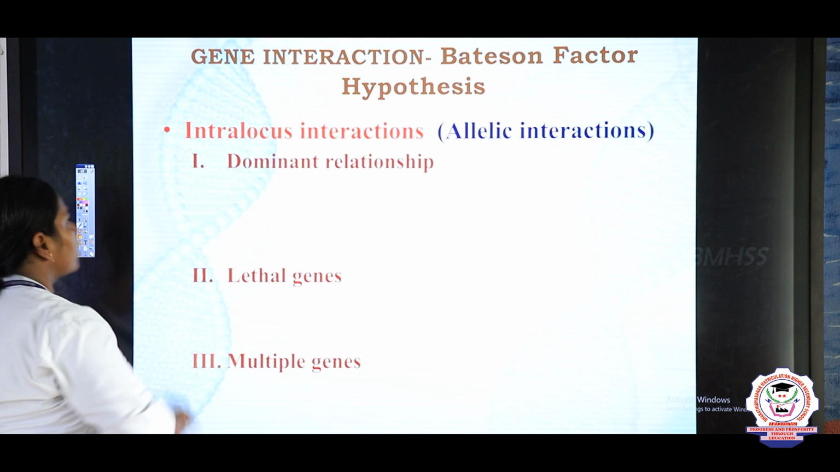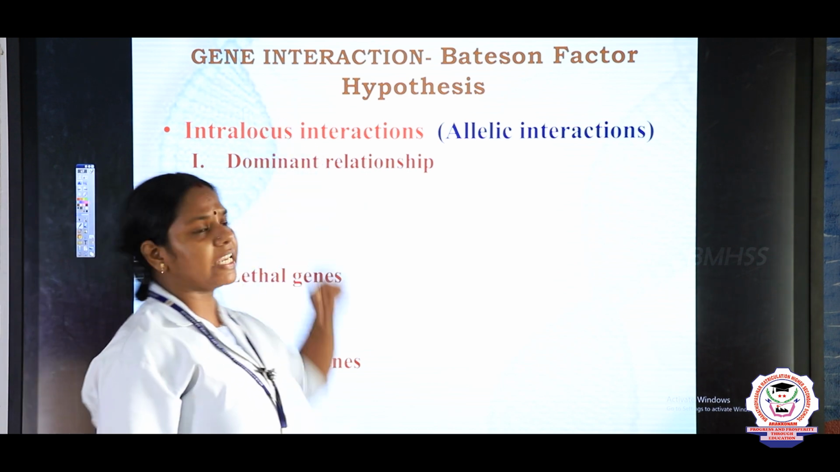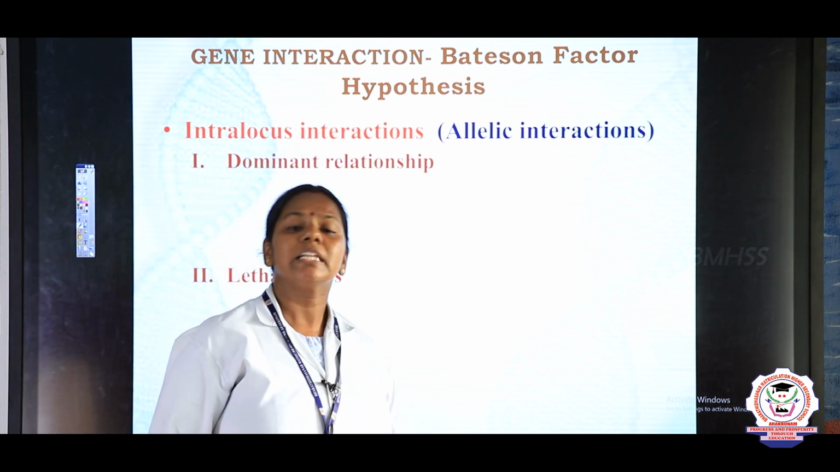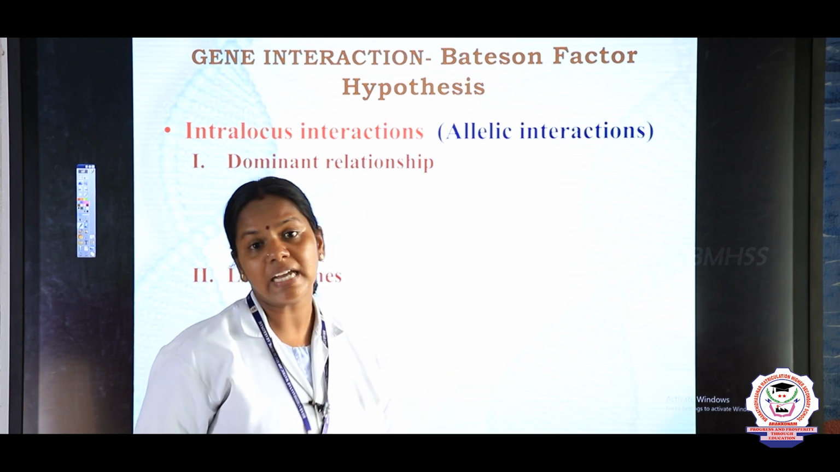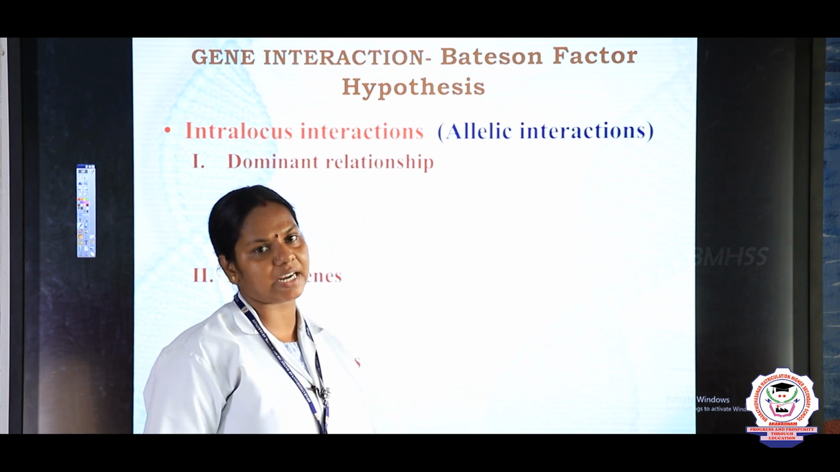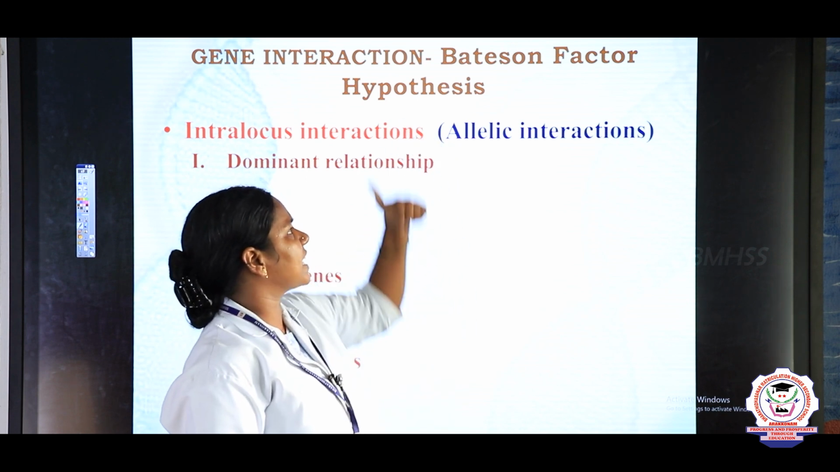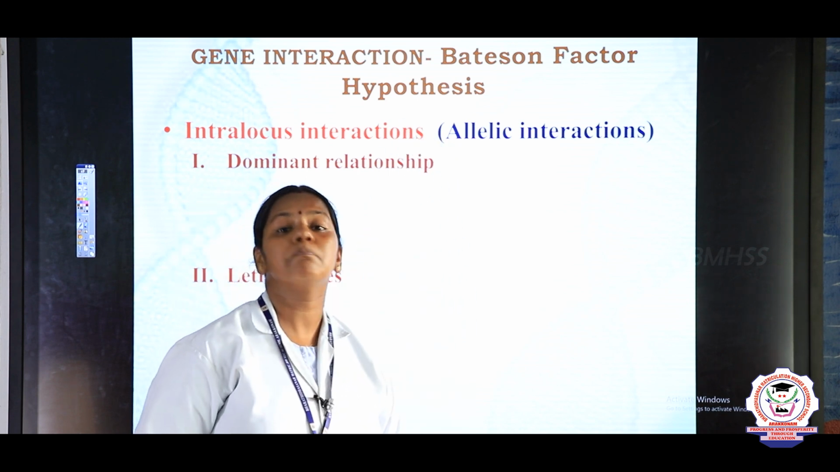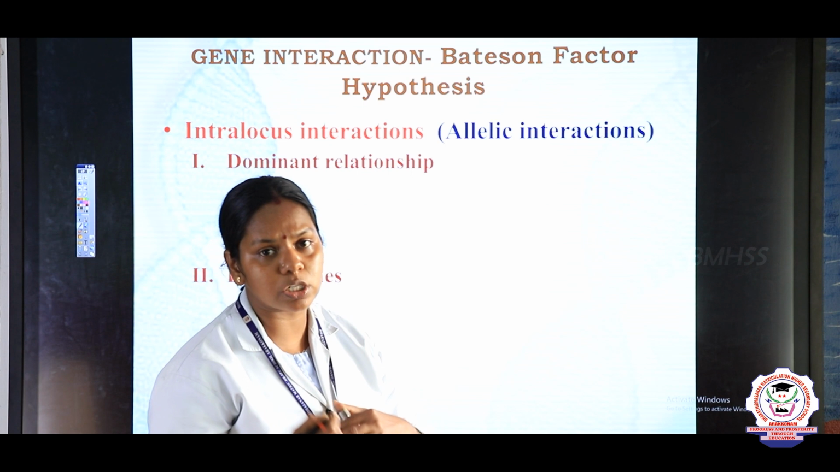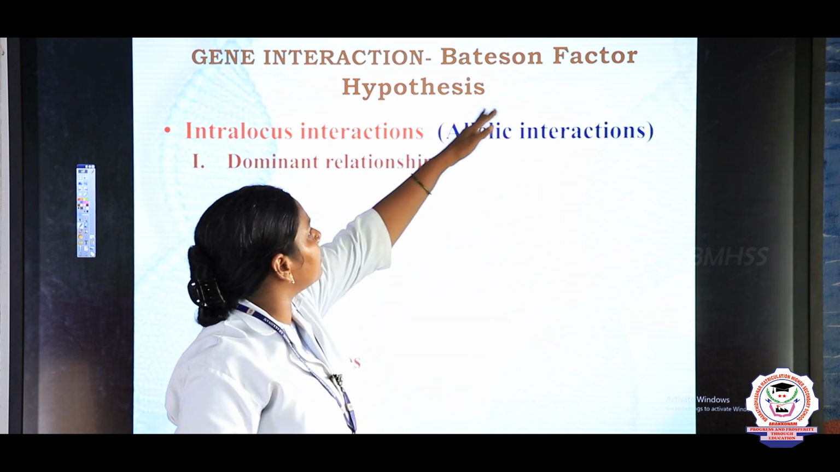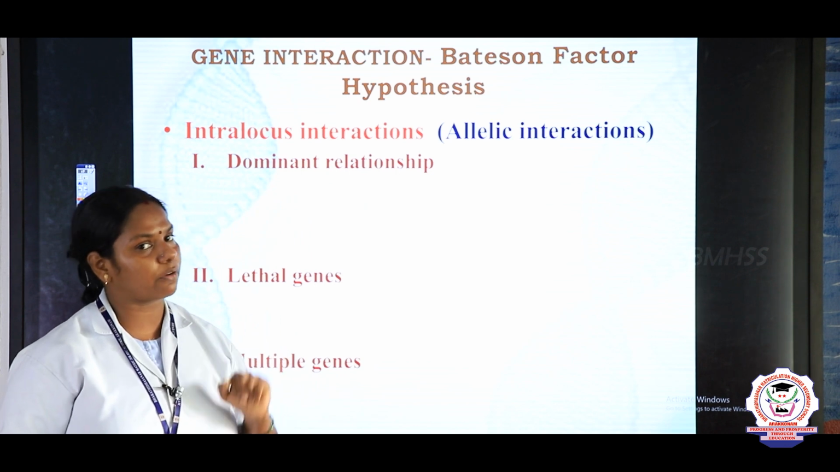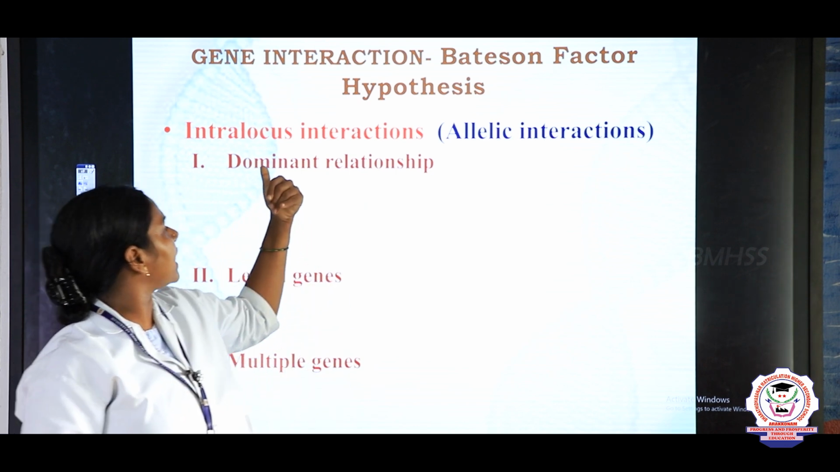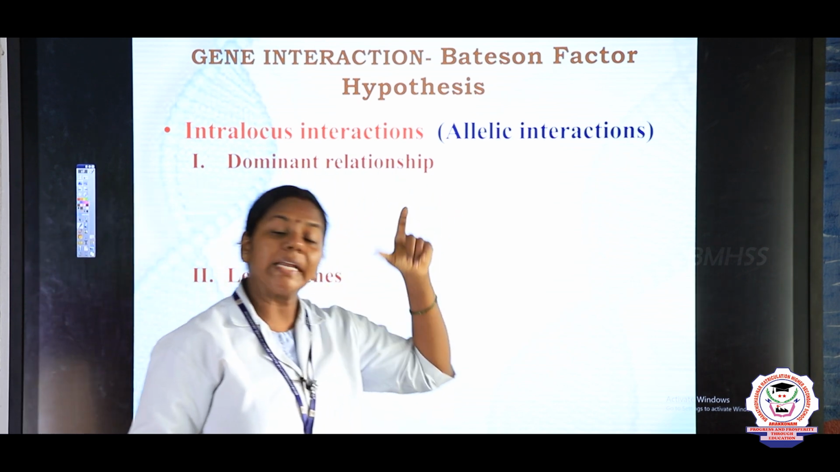And now we are going to study gene interaction, right? The gene interaction that takes place between the alleles of the genes. We call it gene interaction, and it was discovered by a person called Bateson. So we can also call this the Bateson factor hypothesis. And there are two types of interactions, children. One is intralocus and the other is interlocus.